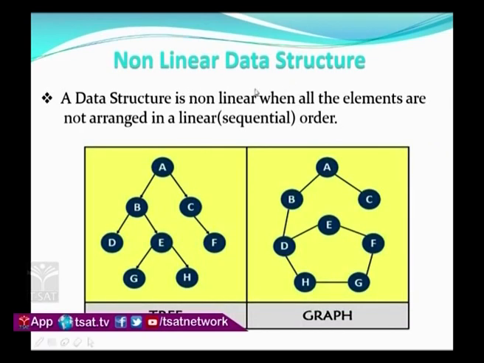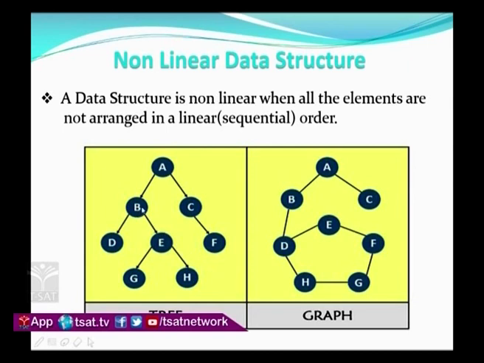Next, these are the non-linear data structures. A data structure is non-linear when all the elements are not arranged in a linear order. It is completely the opposite: in the previous case elements are arranged in linear order, but here there is no linear order. That means the concept of only one predecessor and only one successor is not there. Any number of predecessors and any number of successors are possible. There are two types here: one is a tree and the other is a graph.